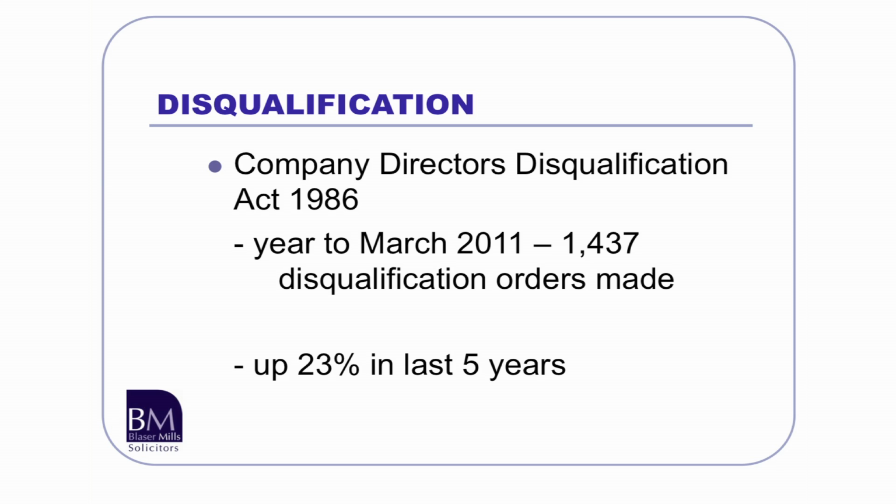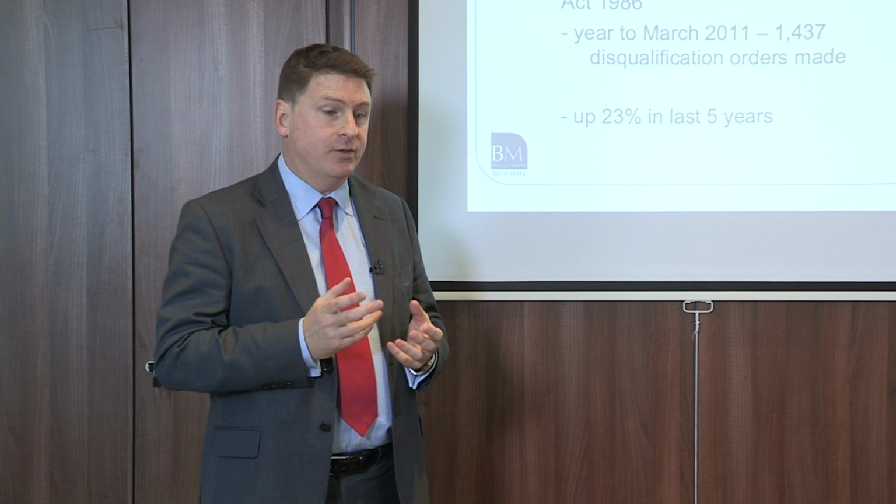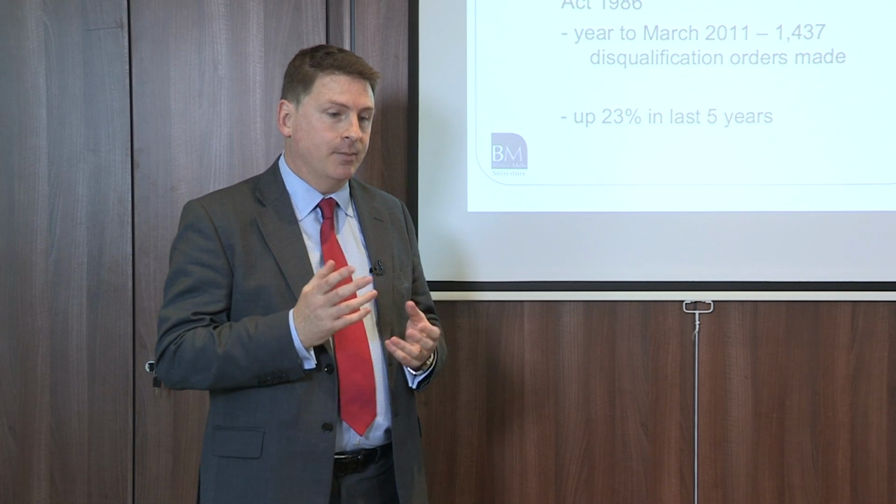Before exploring personal liability a little further, I'd just like to take a quick look at disqualification. Under the Company Directors Disqualification Act 1986, it is possible for a court to disqualify a director for anything between 1 and 15 years if it is found that they have been in breach of their duties. In the year to March 2011, there were 1,437 disqualification orders made. And that's up 23% in the last 5 years, so it's something to bear in mind.